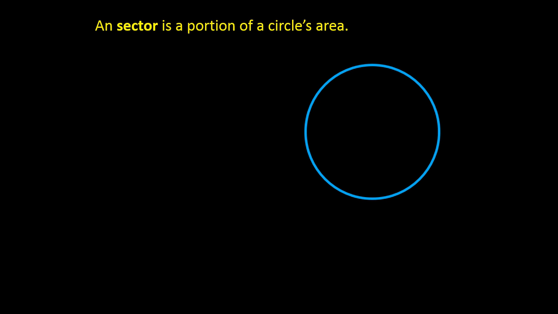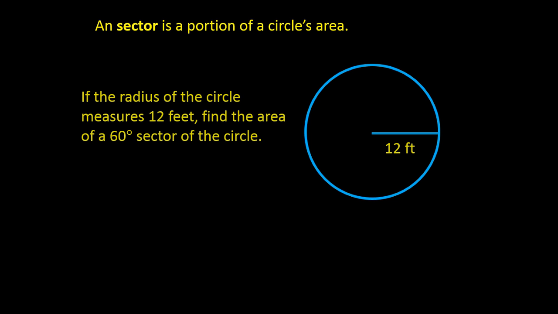So if we wanted to find the area of an entire circle, we certainly could. We could find the area of this circle if we knew its radius, and we do, it's 12 feet. But what if we want to find the area of a sector of a circle, a 60-degree sector? That means we're looking for the area of that pie-shaped piece of the circle.